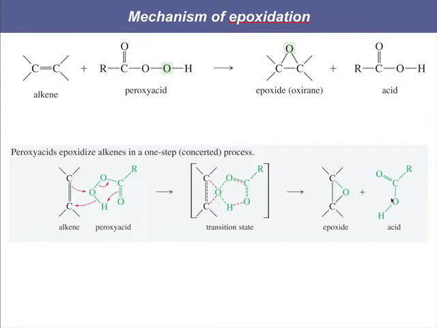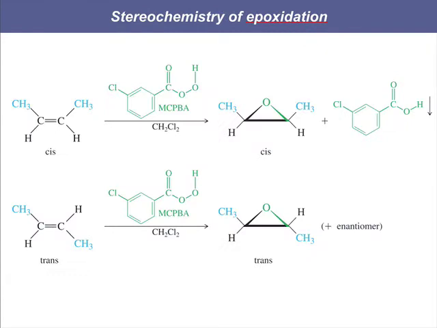Let's think about stereochemistry. This is happening in one step, just like carbene addition happened in one step. So we should be able to conclude then that the geometry of the double bond is preserved in the epoxide. That is actually the case. Here we see that if we start with a cis double bond and we do an epoxidation, those two groups remain cis to one another, or syn, you might say.